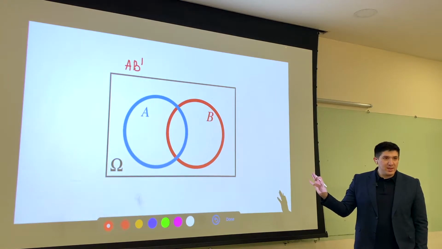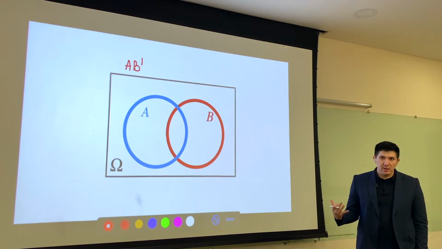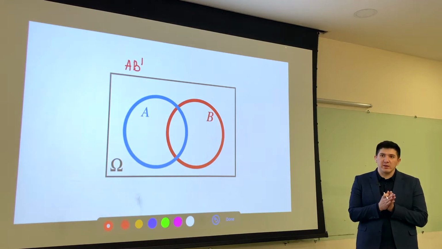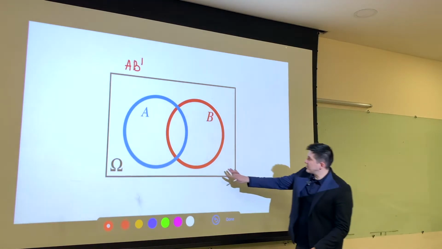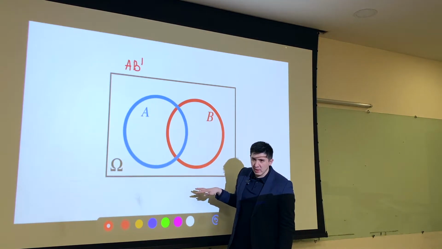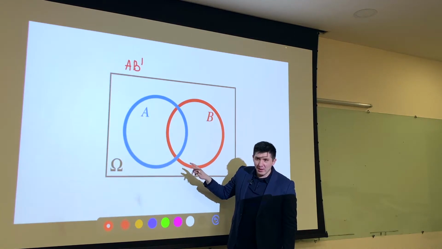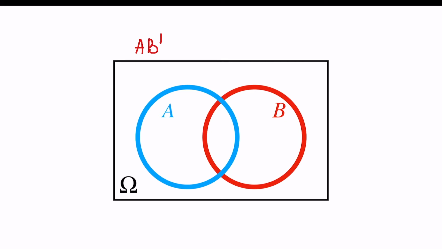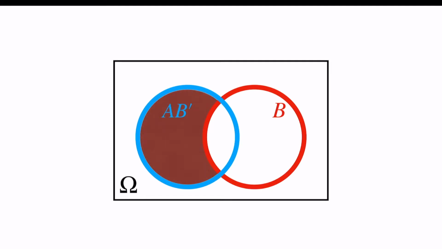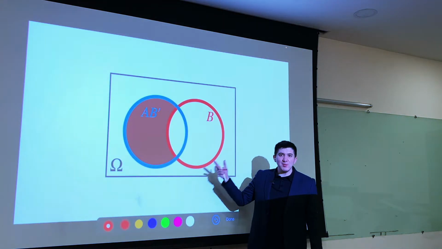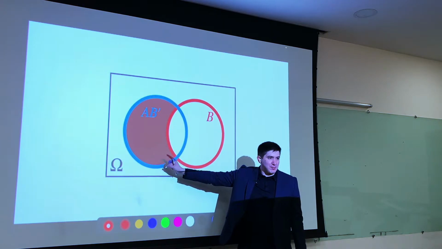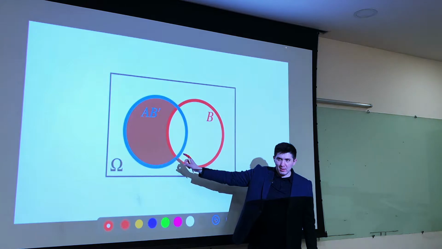So B prime is everything outside the B, right? Intersection means all of the regions together. Everything outside the B is B prime, and everything inside the A is A. The intersection is going to be everything which is inside the A but outside the B. This region is going to be AB prime. I hope that you understand this. So this is the intersection of A and B prime: outside the B, but inside the A.